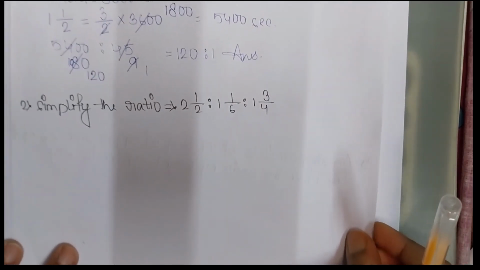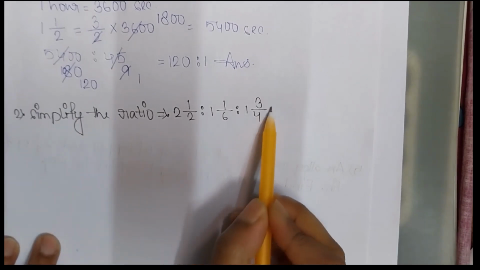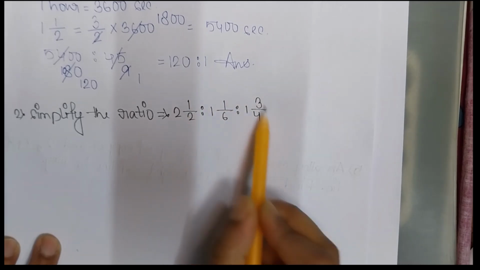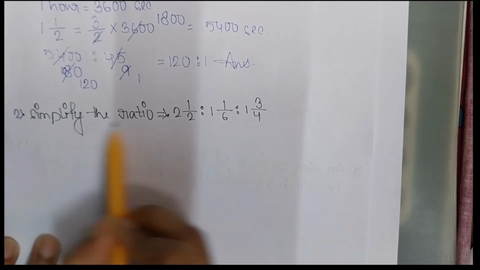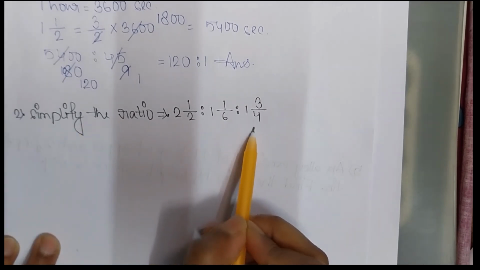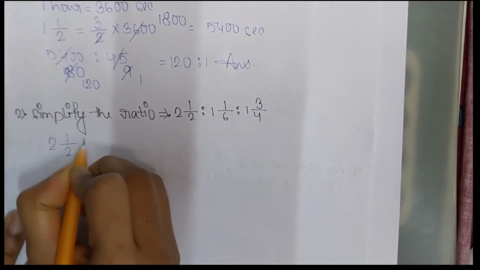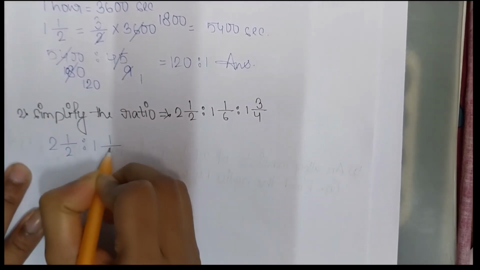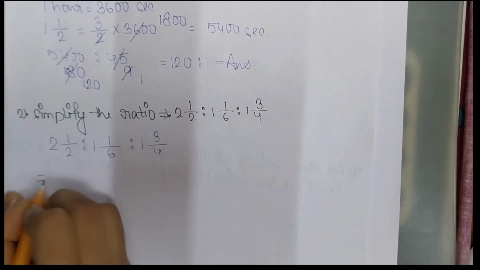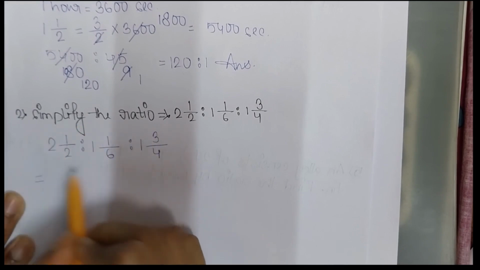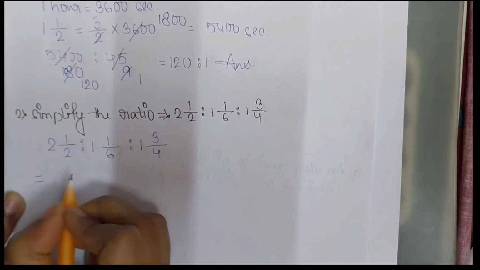Our next problem is simplify the ratio. In this problem the ratio has already been given, we just have to find the simplest form of the ratio. So let's start. First we will write the question, then we will convert this mixed fraction into a proper or improper fraction.